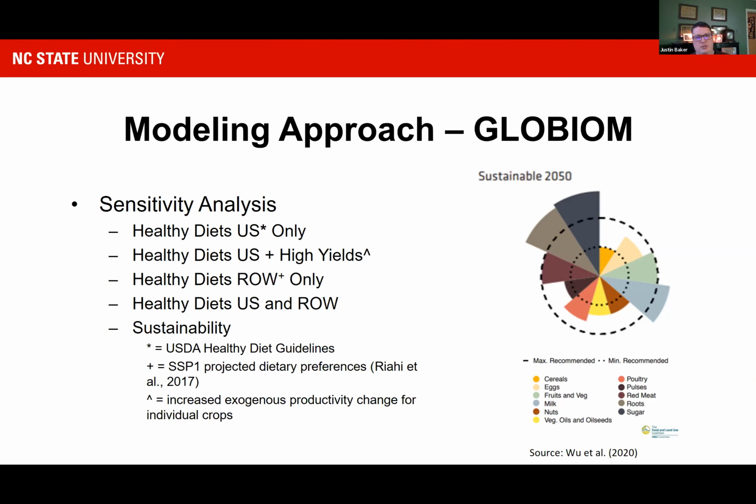In addition to just considering healthy diets, we look at alternative scenarios. We're looking at healthy diets in the US only, healthy diets in the US plus high productivity growth and crop production, so high yields. We look at healthy diets in the rest of the world, so a similar healthy diet transition applied globally, healthy diets in the US and the rest of the world, and a sustainability scenario. And that sustainability scenario basically throws everything in there together. So healthy diets globally, high productivity growth in the US.